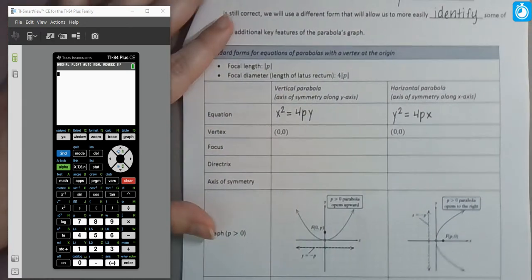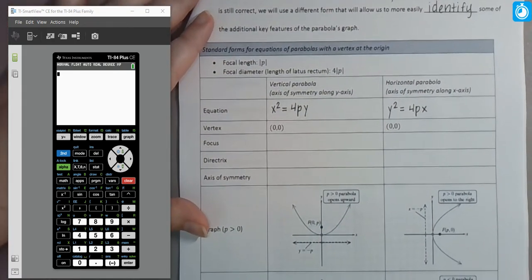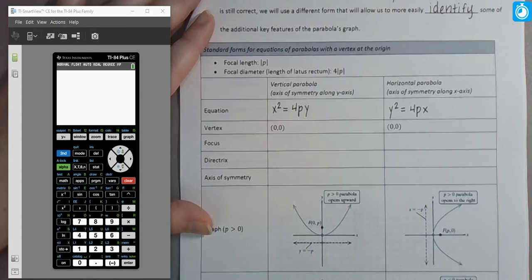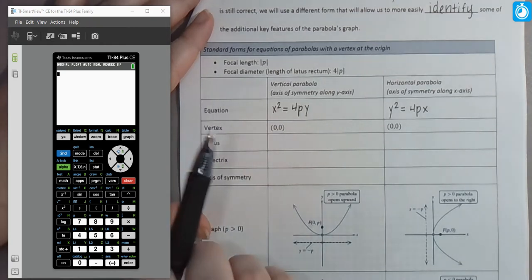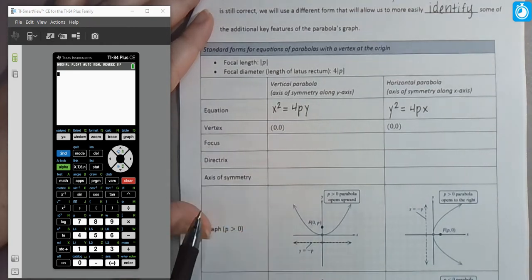So once we know what we're looking at, how it's going to be oriented, which of the 4 directions it's going to open in, then we can focus on finding those key features of our graph. So the first thing we want is going to be the focus. Now for a parabola, graphing the focus is actually going to be important because there will be some other points we graph that are distributed away from the focus, not away from the vertex like we normally see, or away from the center like we normally see.